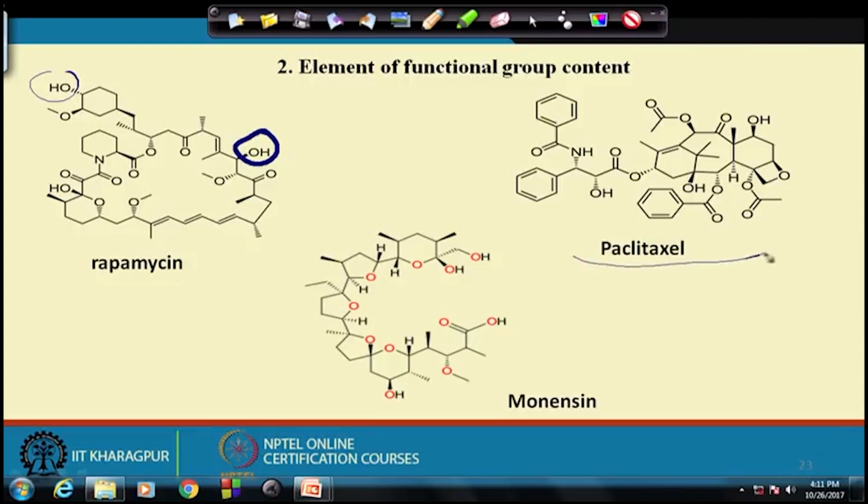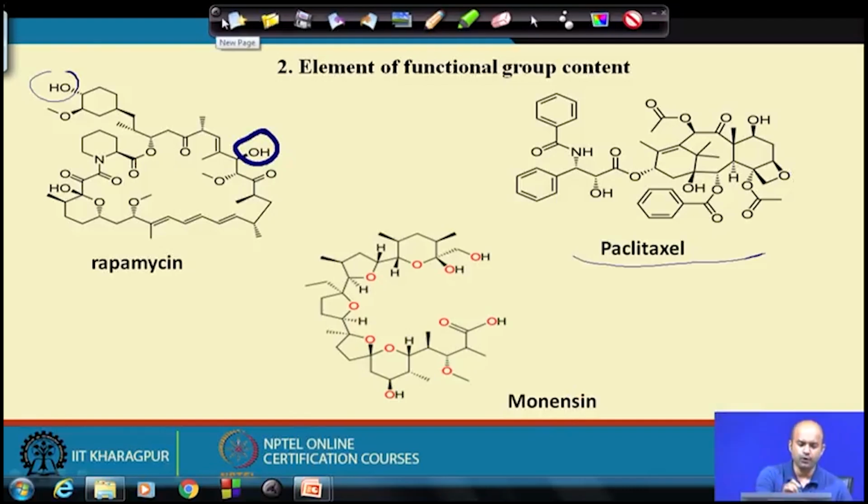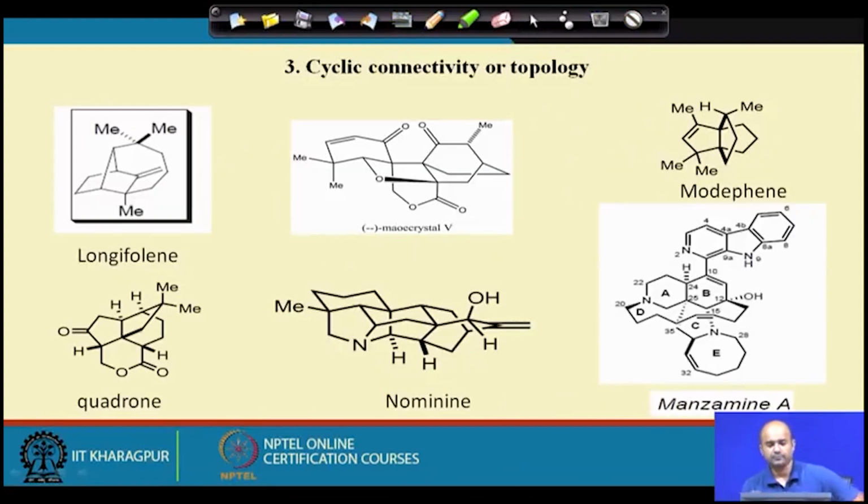Paclitaxel or Taxol, the very potent anti-tumor compound. If you see structural complexity and functional group content, you see this molecule is richly functionalized, same like monensin. So, eventually you have to go for the functional group content of a given molecule.